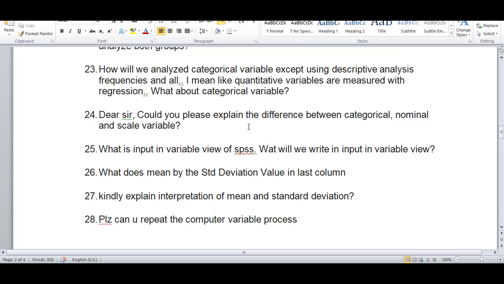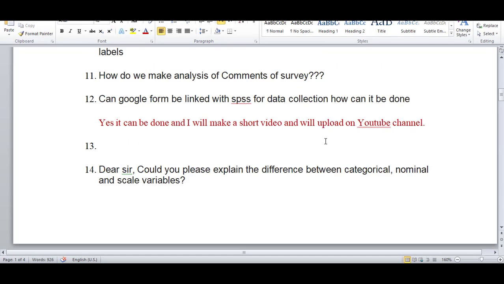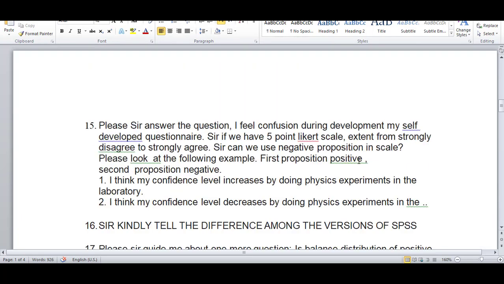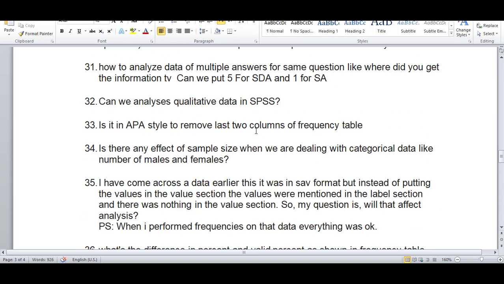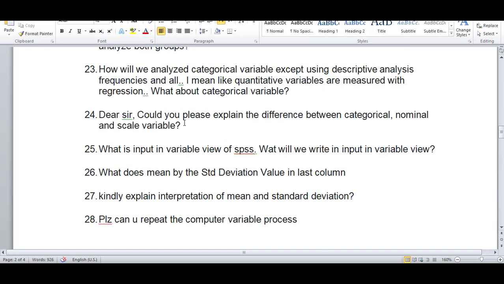Then, sir, could you please explain the difference between category, nominal, and variable scale? I already explained this in question number 2. Please listen to it again. And question number 2, what's the input in the variable view? Input in variable view, again, I explained when I was explaining the question about measure and input in somehow 5 to 7 items.